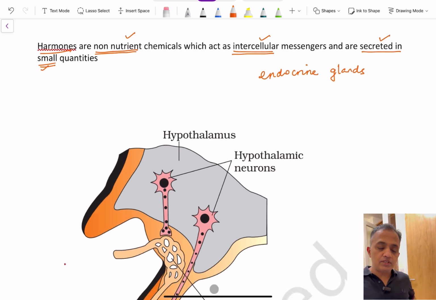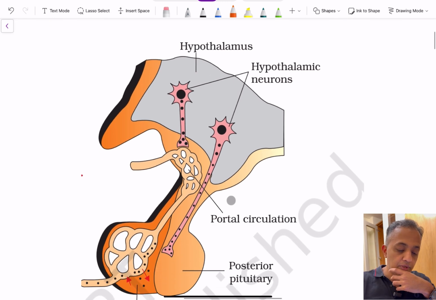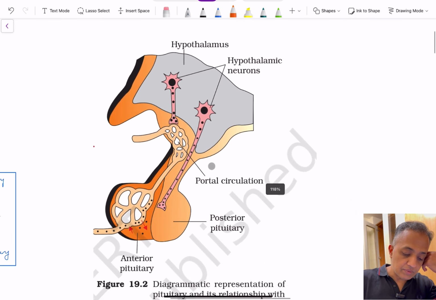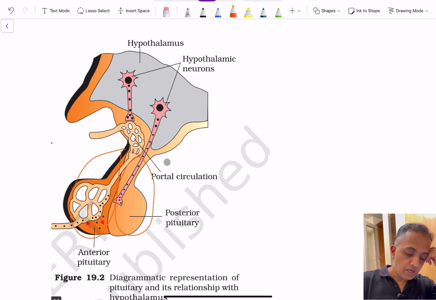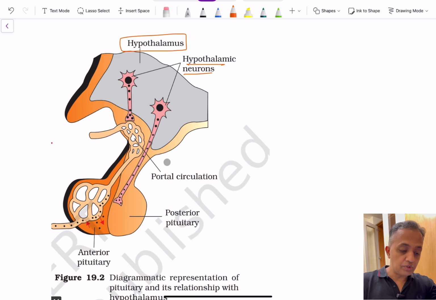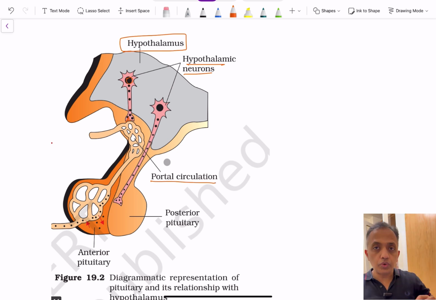Let's start with the hypothalamus and the pituitary, which is the first endocrine organ in the human body. This is the diagram given in your NCERT textbook. The diagram conveys a lot of messages, so we have to pay close attention. There are two types of pituitary: the anterior pituitary and the posterior pituitary. If you look closely at the neurons from the hypothalamus, they have shown two different neurons. The first neurons have a nucleus here, and they secrete their secretions into a portal circulation. What is a portal circulation?